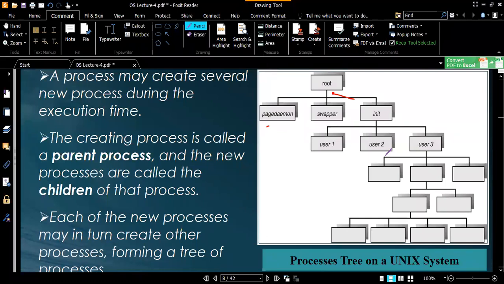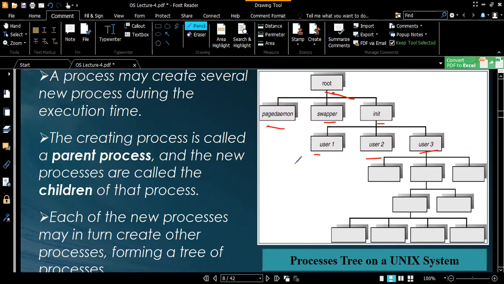okay? So all these processes have a name. One process is called the parent process, another process is called the children process. The process that creates the other process is called the parent. So let's look at this diagram. Root is the parent process for page daemon, swapper, and init. Init is the parent process for user 1, user 2, user 3, and it goes on like this. So the process that creates another process is called the parent process for that one.